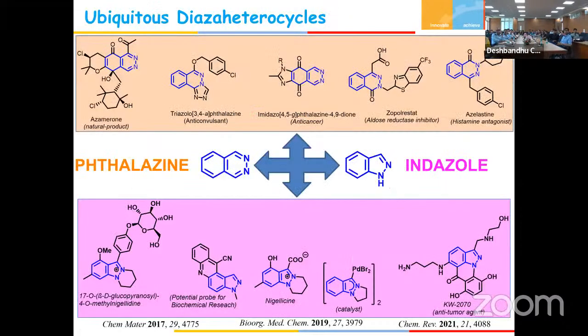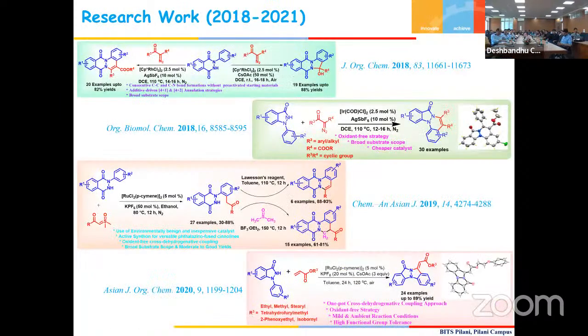Okay. So of course, the first question that comes to us is why these two systems? Of course, these contain privileged heterocycles like indazoles and phthalazines, which comprise several natural products and synthetically developed drugs, which are oriented towards the system. And that's why we started our journey with these two systems. At that moment, when we started the journey, very few papers were published, or very limited work was available on these two systems, and we started in 2018.